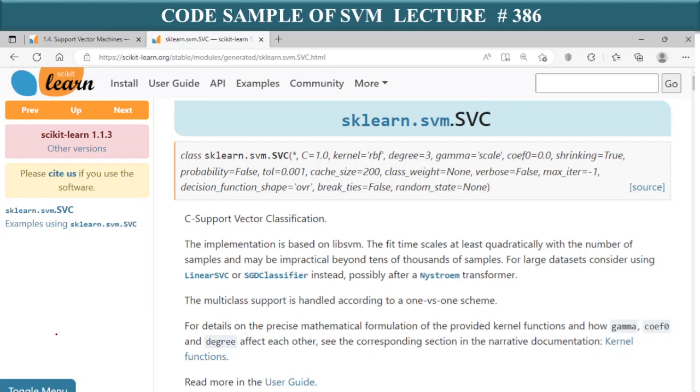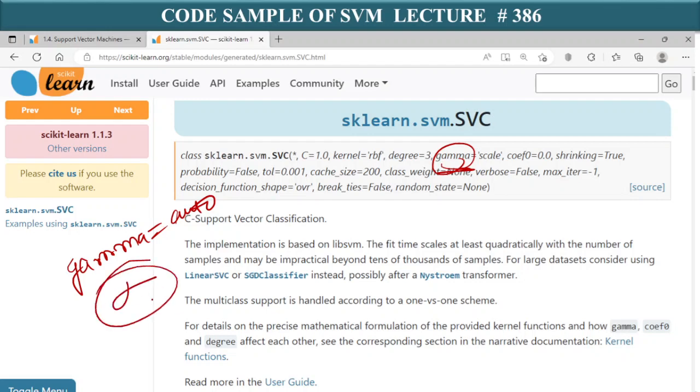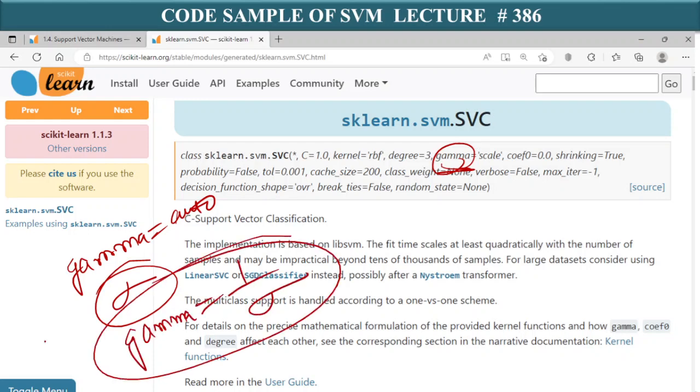Now gamma here, what is this gamma? If I say gamma equal to auto, what does it mean? Remember RBF, in the RBF kernel definition we have sigma. Then what is this gamma? Gamma equal to 1 by sigma. This is the relationship between gamma and sigma. Instead of calling it sigma, in scikit-learn it is referred to as gamma.